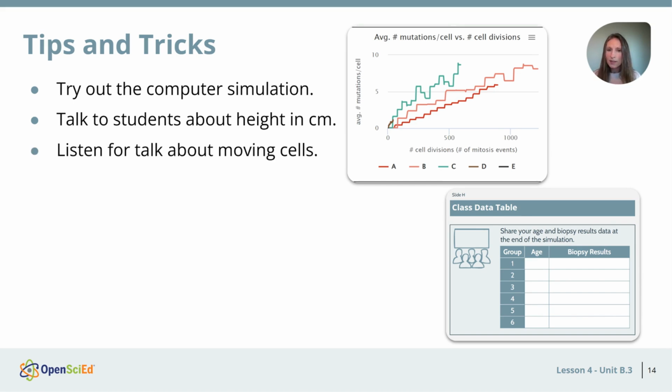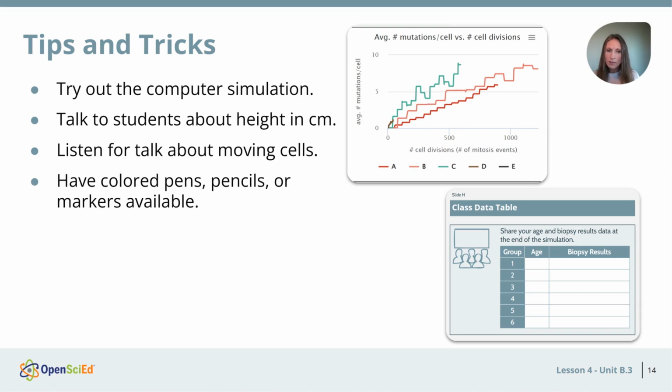While students were running the simulation, I heard a lot of talk and even a few questions about moving cells. At first, I was confused by what they were talking about. Then I realized that the way the simulation shows mitosis makes it look like the cells are moving. I explained to students that when a cell dies, one of the surrounding cells will divide to fill in the empty space. So what looks like movement is really a new cell being formed.